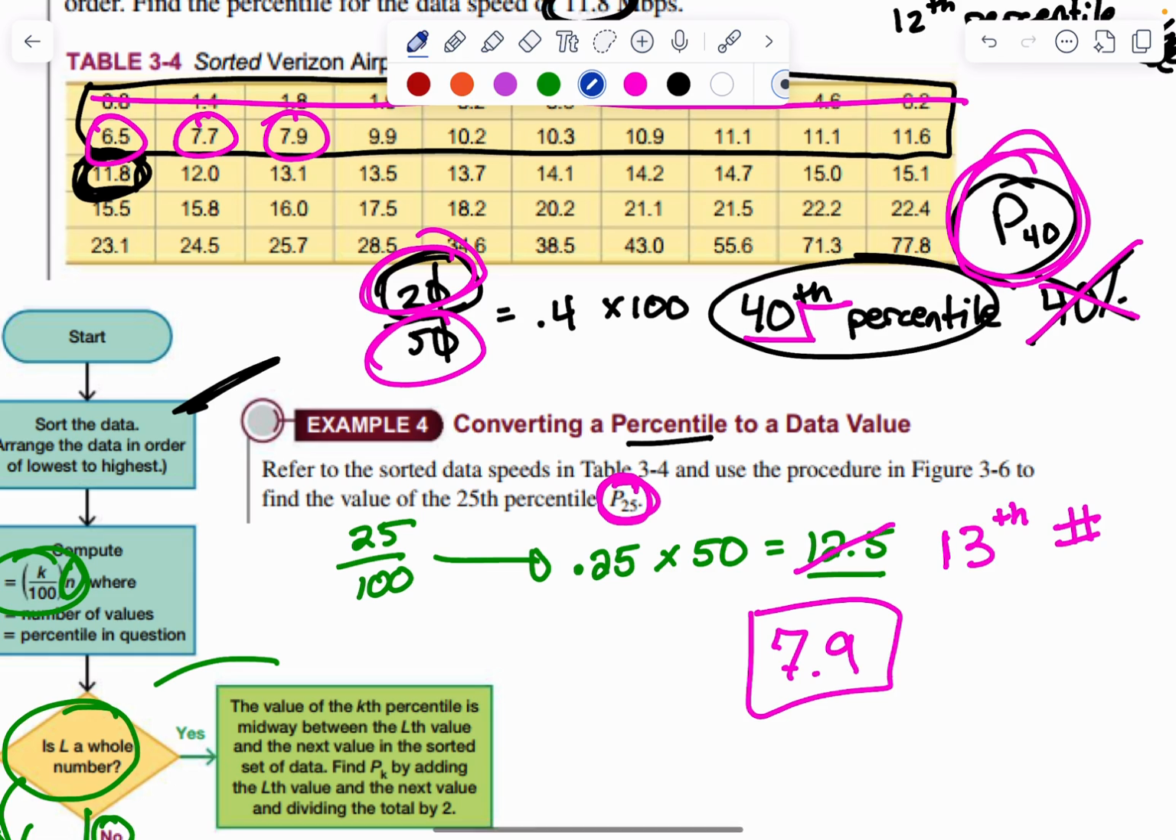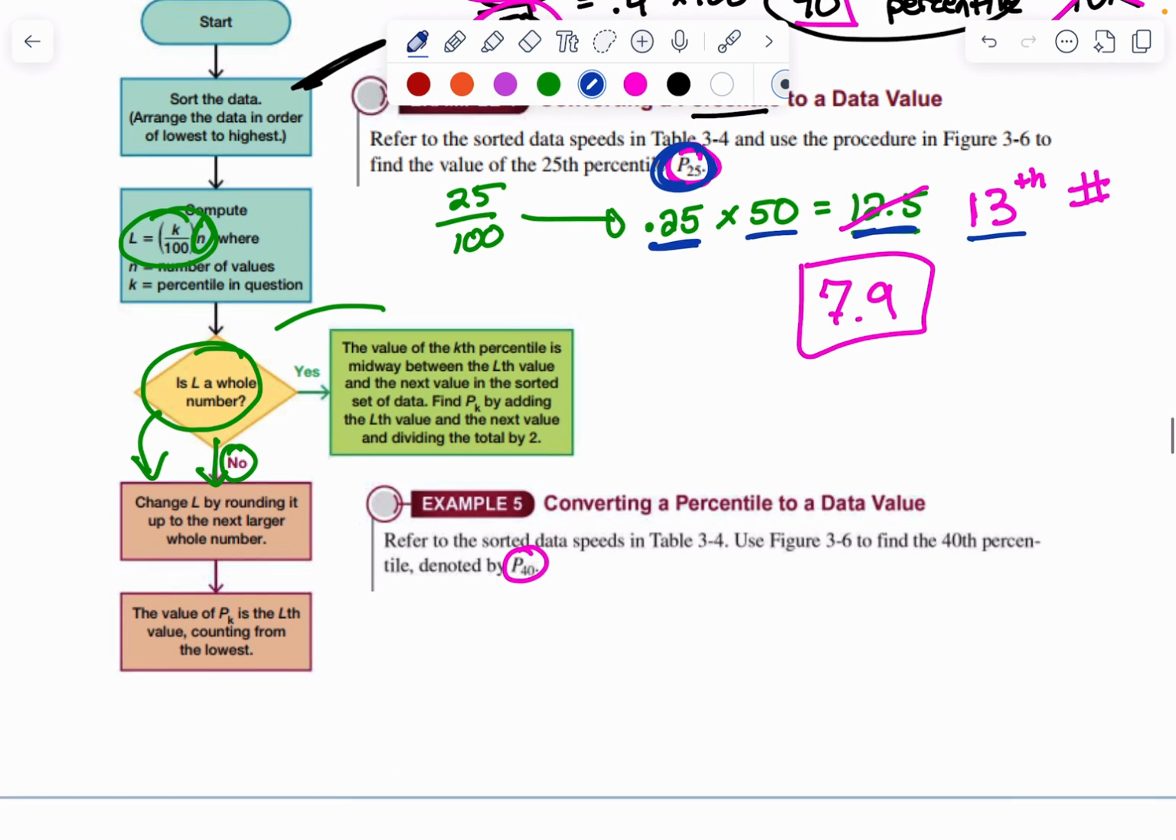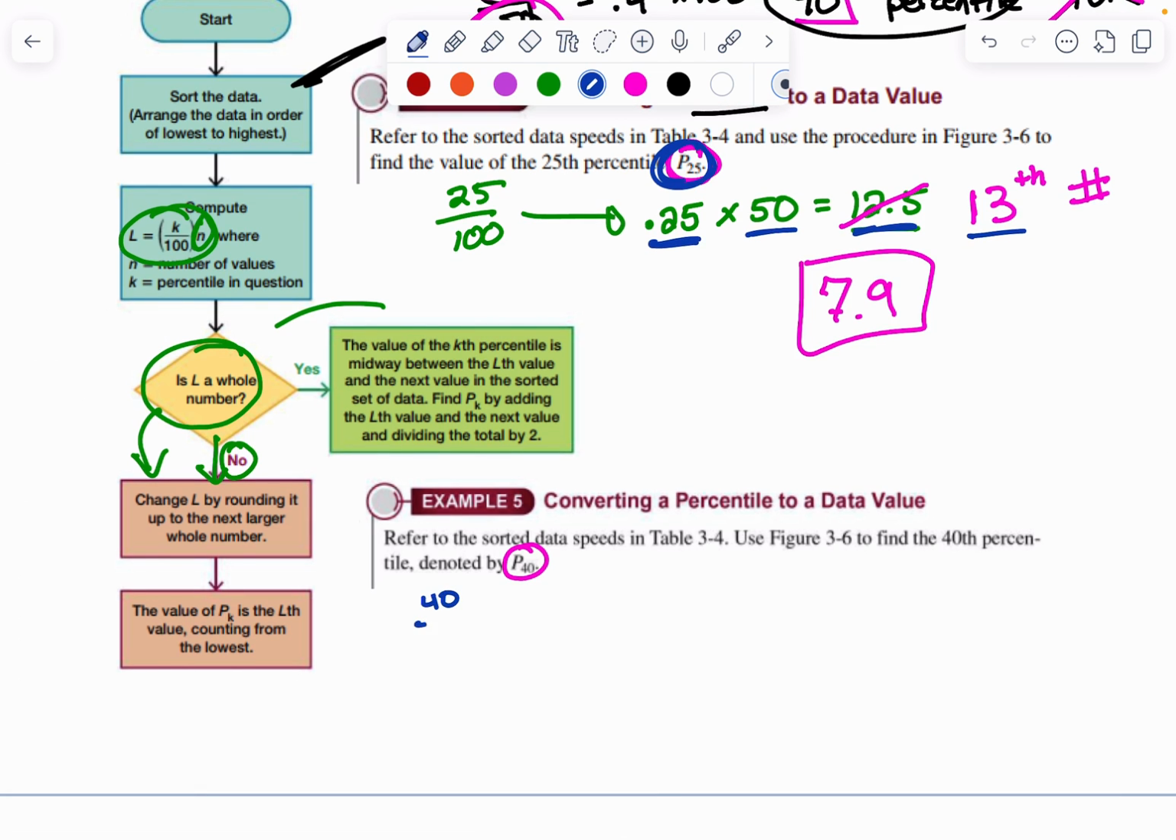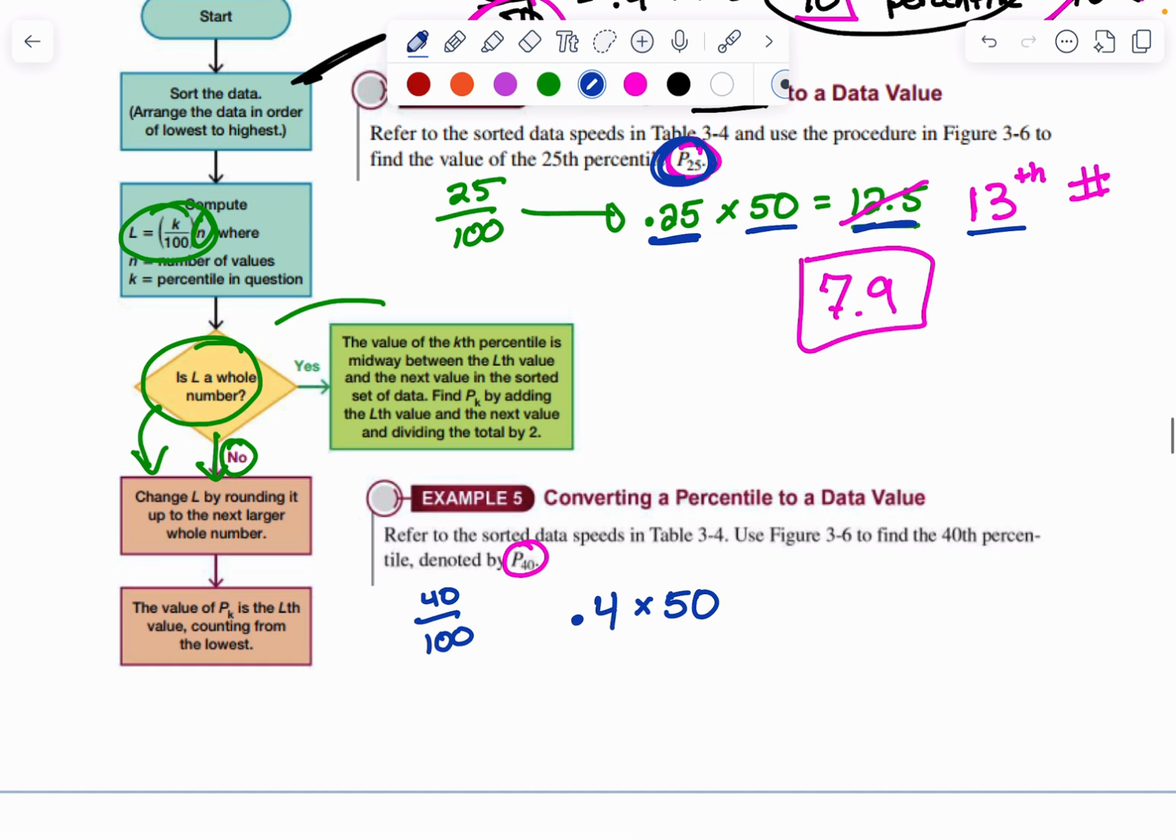Okay, so let me backtrack that again. We take 0.25, the 25th percentile, times 50 numbers, that's 12.5, but I can't find the 12.5th number, right? So I do the 13th number because I always round up, and then the 13th number ends up being 7.9, okay? Good. Now we're going to do P40 down here, okay? P40 again, 40 divided by 100 is 0.4, so 40% as a decimal is 0.4. I'm going to take that times 50 numbers again because there's 50 numbers in my data set, okay?